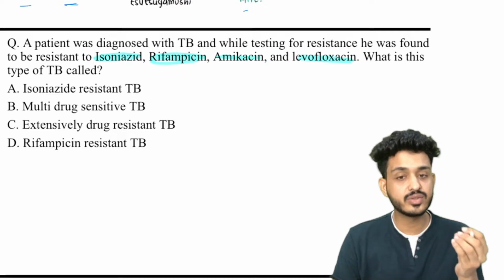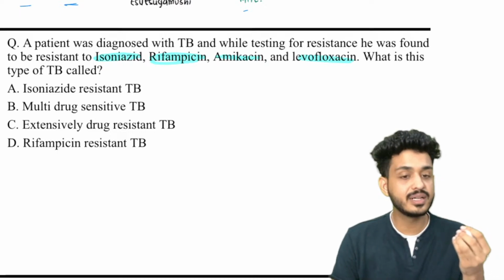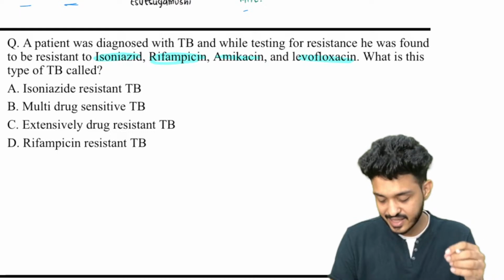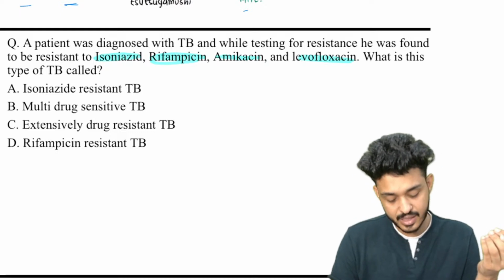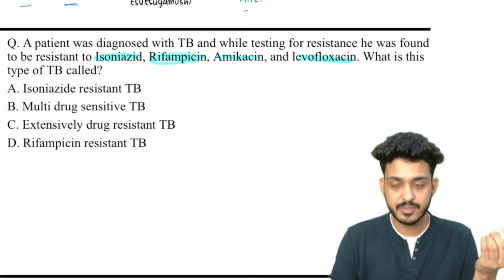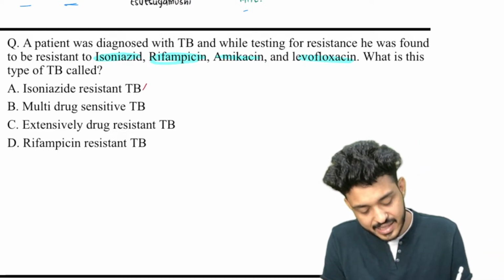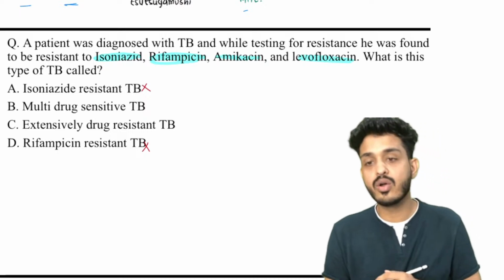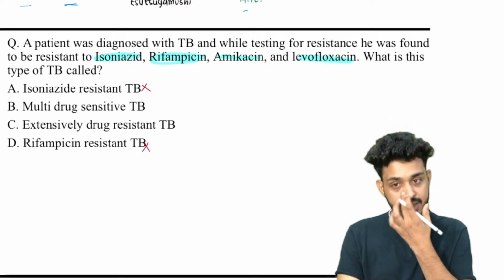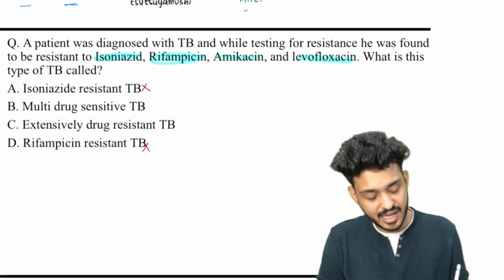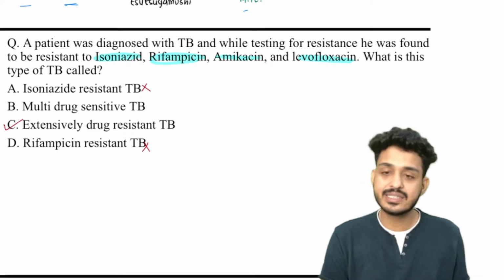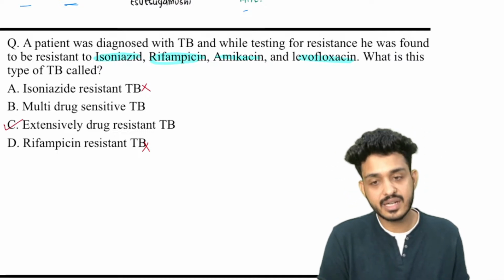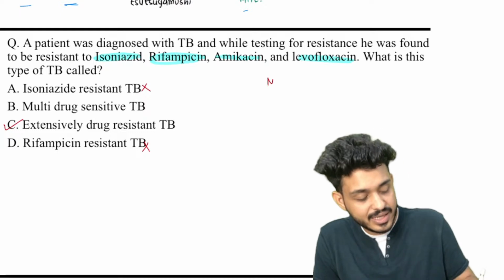Is it isoniazid resistant TB? Is it multi-drug resistant TB? Is it extensively drug resistant TB? Is it rifampicin resistant TB? Multiple drugs are already given, so these two options are already gone, because isoniazid cannot be the answer and rifampicin cannot be the answer. The answer here will be XDR TB, extensively drug resistant TB. What is MDR TB?